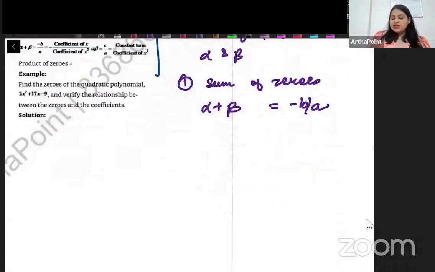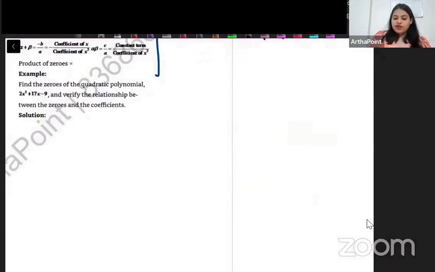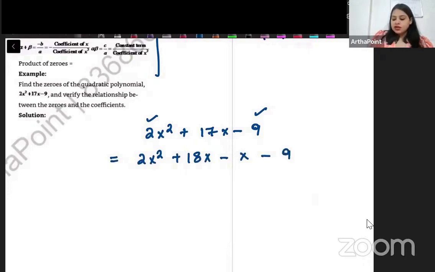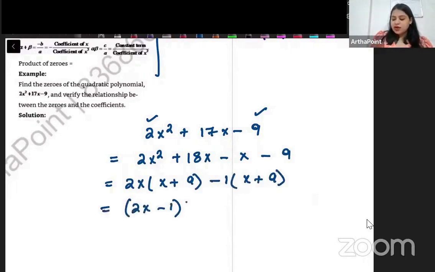It says, find the zeros of the quadratic equation and verify the relationship. You are given the equation 2x square plus 17x minus 9. We know that 2 into 9 is 18, and 18 is 18 into 1. So I can rewrite this as 2x square plus 18x minus x minus 9. This can be written as take 2x common, x plus 9, take minus 1 common, x plus 9. This can be written as 2x minus 1 into x plus 9.